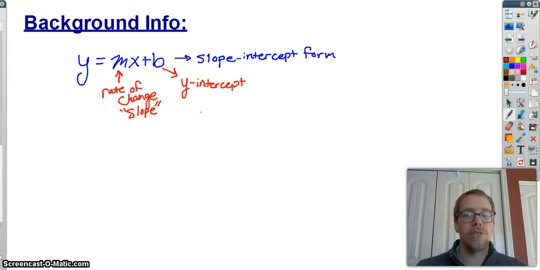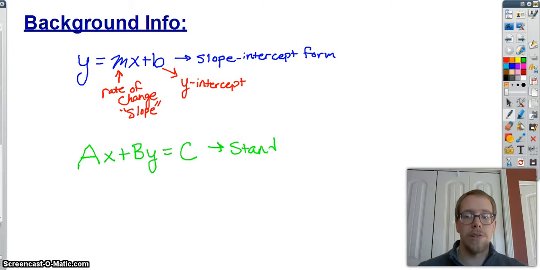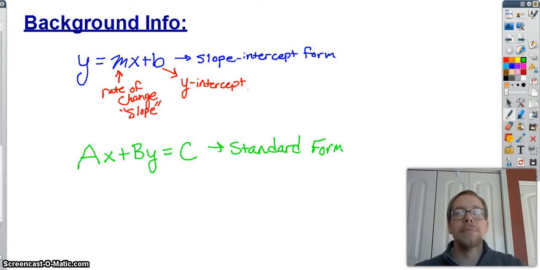Okay, now just real quick, you also have standard form. I'm going to write it down here in green. We will discuss this. Ax plus by equals c. This is called standard form. I want you to be familiar with it. We'll talk about converting from this standard form to slope-intercept so that we can graph using some algebraic manipulation, okay?